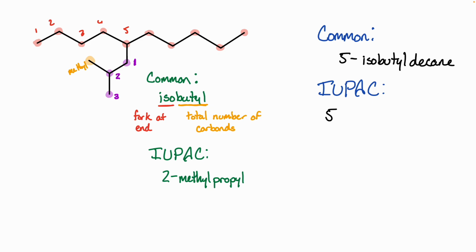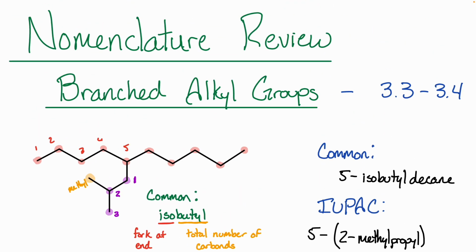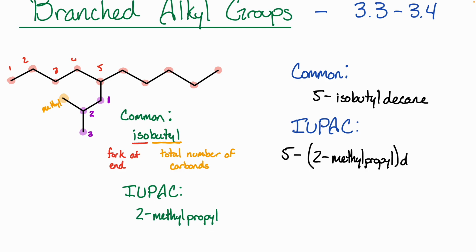Okay, so in order to avoid confusion here, the rule is that you put that branched alkyl group, that whole thing, in parentheses. So it's 5-(2-methyl propyl) in parentheses, decane. All right, and just note that you run this all together here. There's no space or dash between our parentheses and our parent chain.